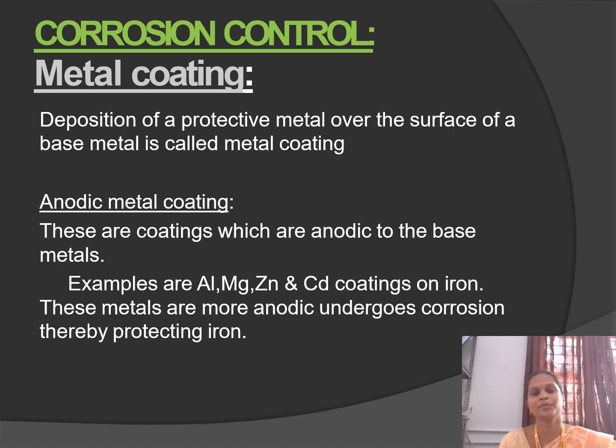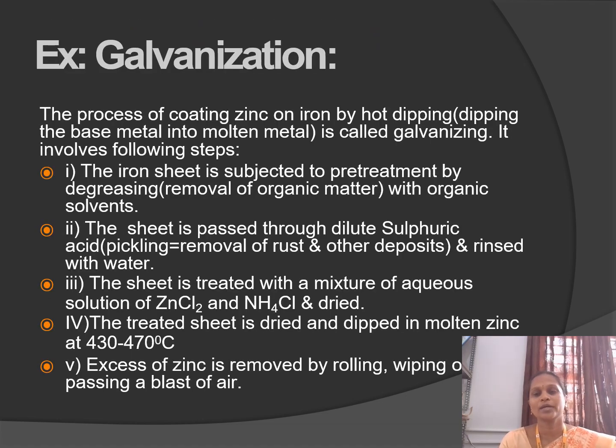A well-known example of anodic metal coating that we will discuss is galvanization. How does this process take place? Here a coating of zinc metal is applied on the surface of iron. There are various processes we can follow. One of the methods is called the hot dipping method. In hot dipping, the base metal is dipped in the molten solution of the coating metal. That is called the galvanization process.